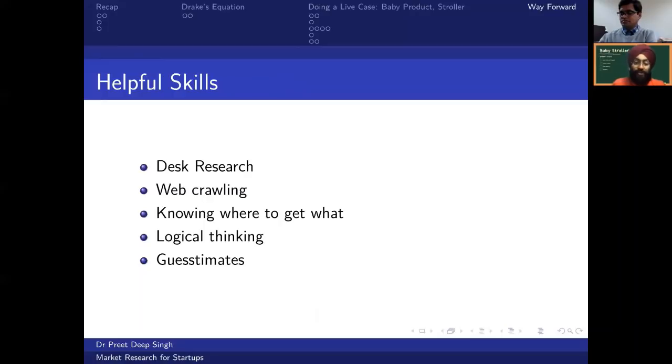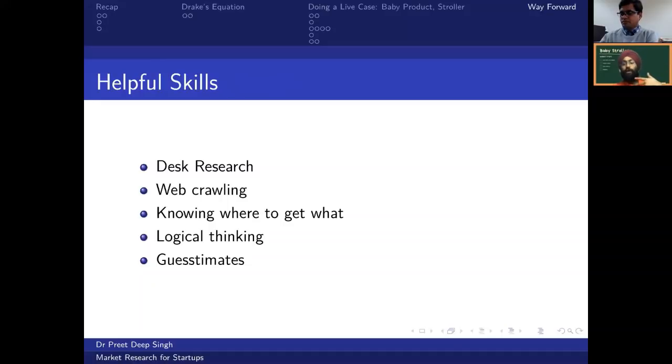Some helpful skills around this, of course, desk research. You should know how to Google well. You should know what to Google, what keywords might help. It always helps to know more. You should know where to get what. You should know basics of web crawling. And, very important that I cannot overestimate, you should definitely know logical thinking and guesstimates. Look up guesstimates. Guesstimates is a nice way.